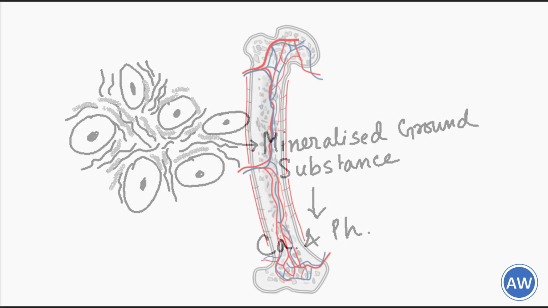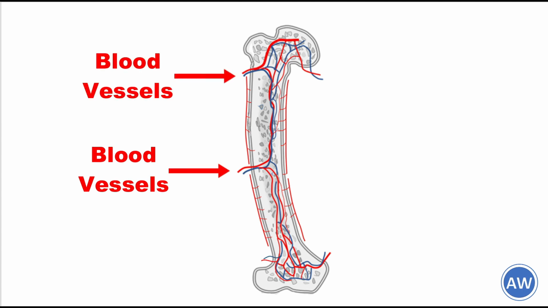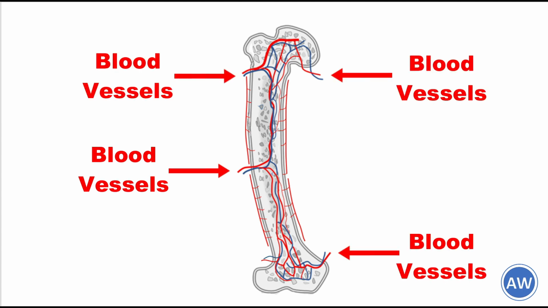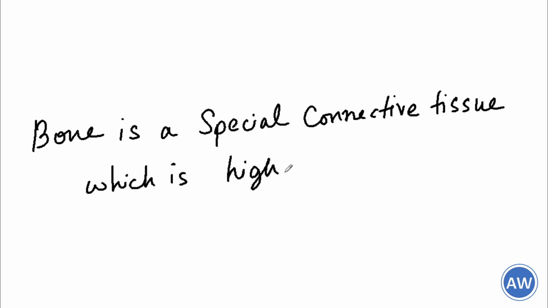Well, now we know that the bone is a specialized connective tissue. Let us move on to see a bone with its blood supply. As you can see a long bone over here, look at the number of vessels entering it and forming a rich vascular plexus. Therefore, a bone is a special connective tissue which is highly vascular.